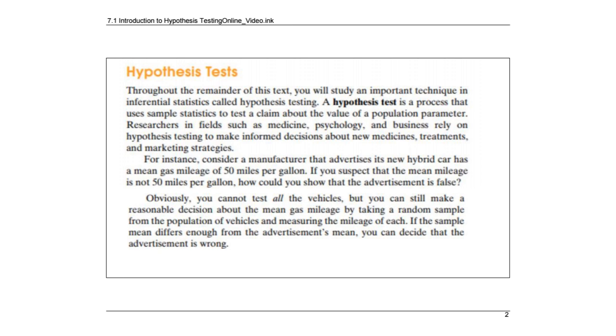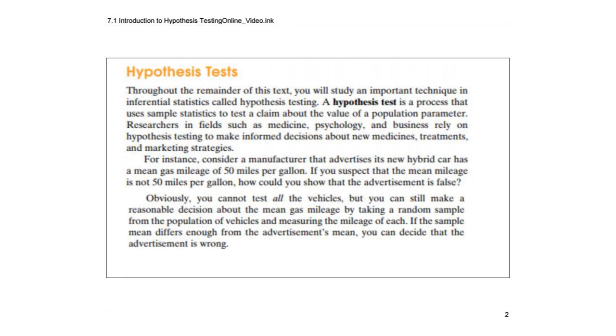So an example is a manufacturer that advertises its new hybrid car and says it has a mean gas mileage of 50 miles per gallon. But we suspect that that's not true. And so we are going to try to show that that advertisement is false. This happened to Chevrolet. They were doing a lot of advertising in the movie theaters, and some of what they were saying was not quite right. So apparently somebody figured out that it wasn't right, and you see that advertising is very different now.